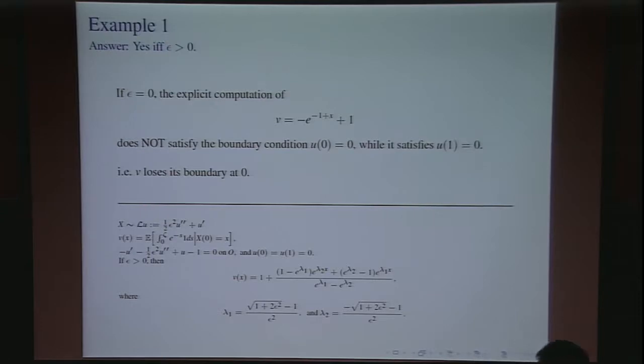But at the boundary, V of 1 equals 0. That's fine. It meets the boundary. But V loses its boundary condition at 0 because V of 0 is a strictly positive number, right? It doesn't meet it, so it's quite counterintuitive. I'm not sure for me it is counterintuitive. So can we explain that?